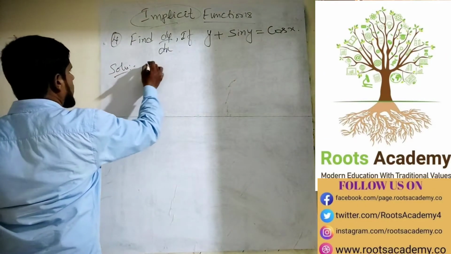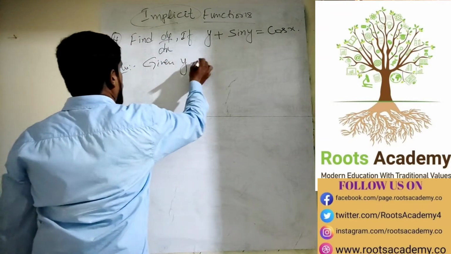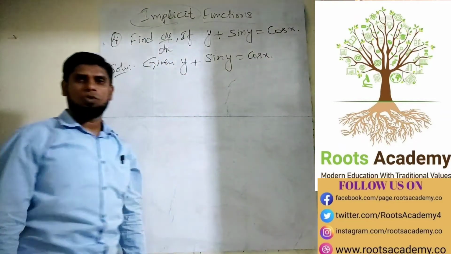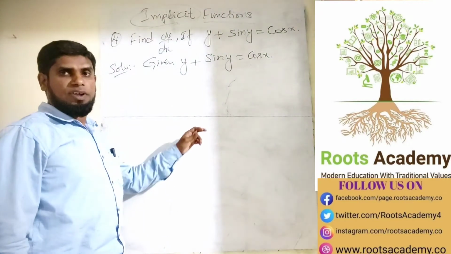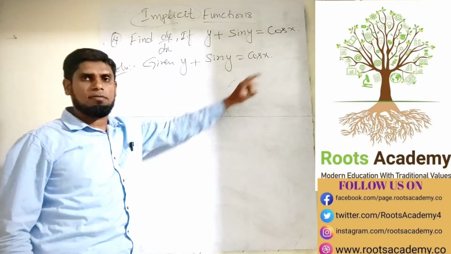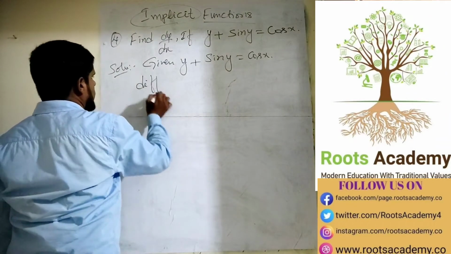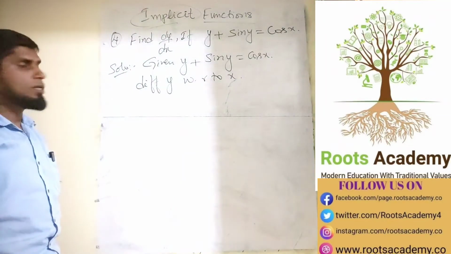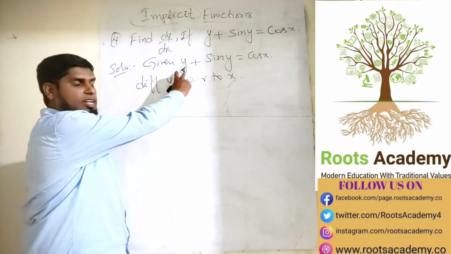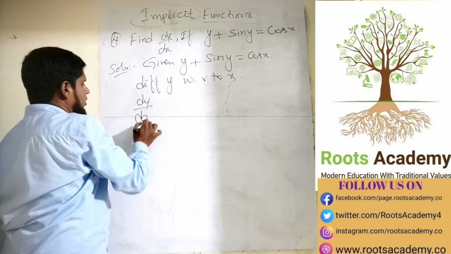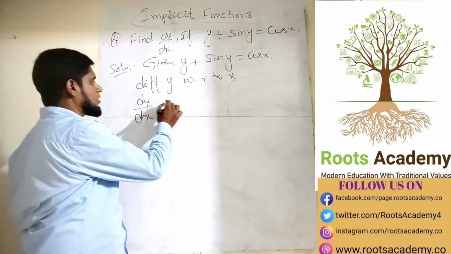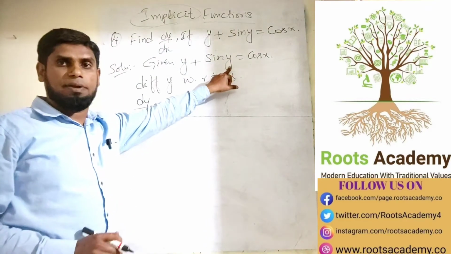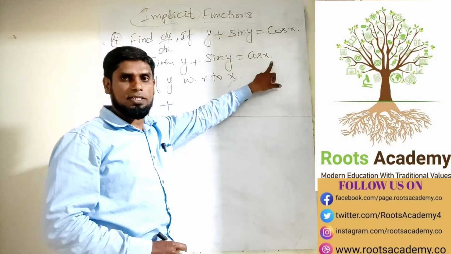Solution: given y plus sin y is equal to cos x, differentiate y with respect to x. Students, the derivative of y with respect to x is very simple. It is dy by dx, plus, here we should be careful. As I said, y is a dependent variable. It is dependent on variable x.